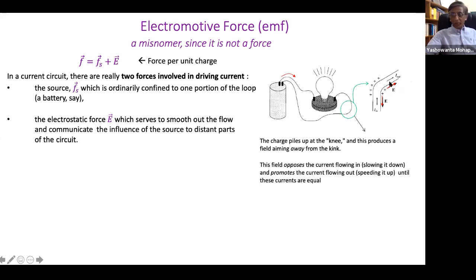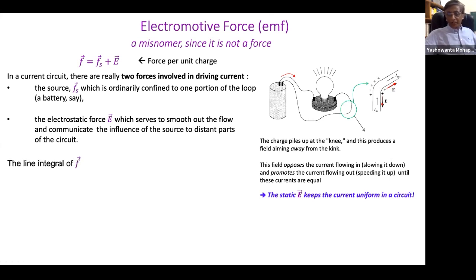So who is playing the role? The electric field that arises because of the instantaneous pile-up. It will prevent the charges coming in because there is a pile-up, and it will speed up the outflow, and ultimately it's a smooth flow. That's the idea. So the static E keeps the current uniform in a circuit. That's something that I had discussed in the last lecture as well.